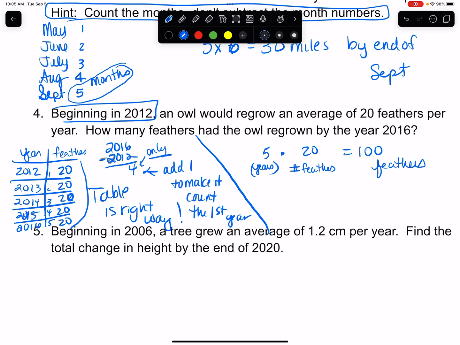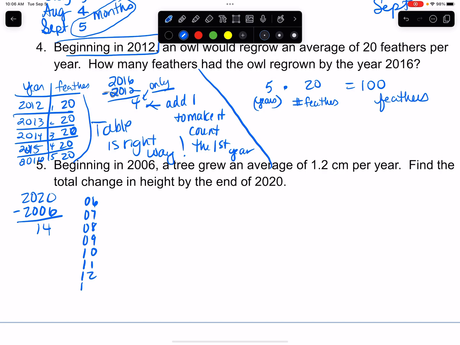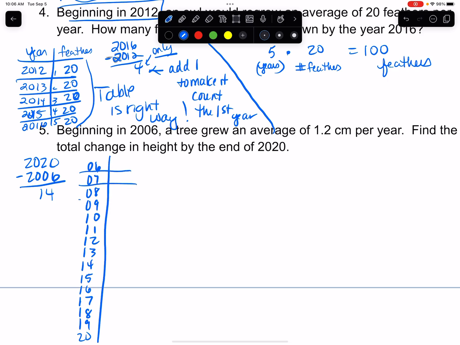We're going to do another one just to make sure that you see that that happens every time. If I did 2020 minus 2006, I get 14. But if I do a table, 06, 07, 08, 09, 10, 11, 12, 13, 14, 15, 16, oops, running out of room, 17, 18, 19, 20. What you'll notice is that you have one more year in a table.